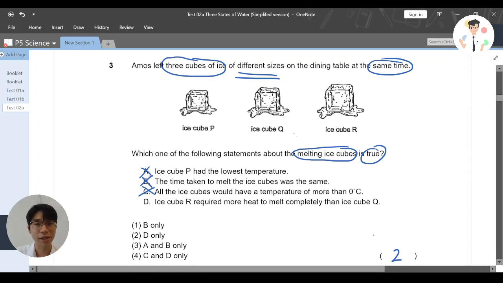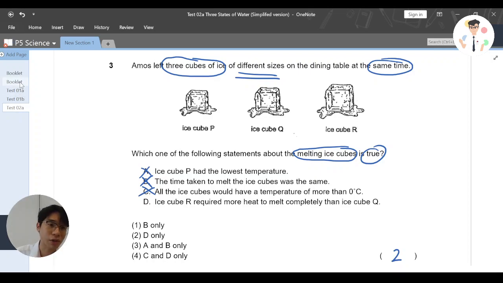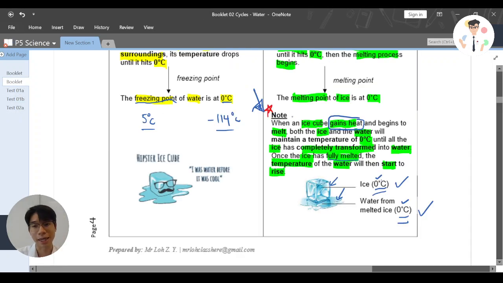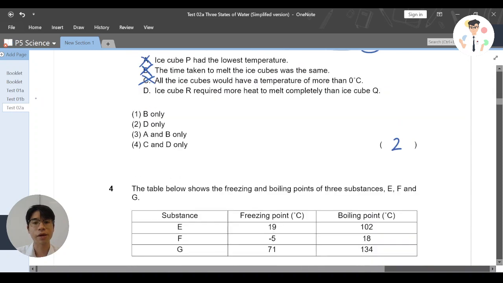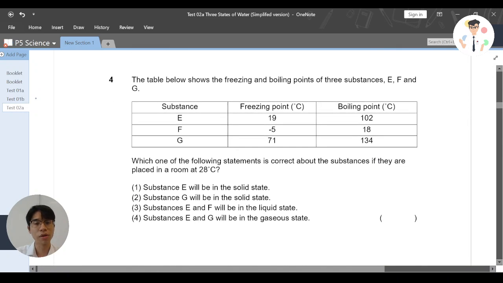Okay, so I think it's kind of clear for this question. Again, it goes back to your booklet number 2. Here, the note that I actually asked you to put a star on, because it's very important. Now let's move on to question number 4.